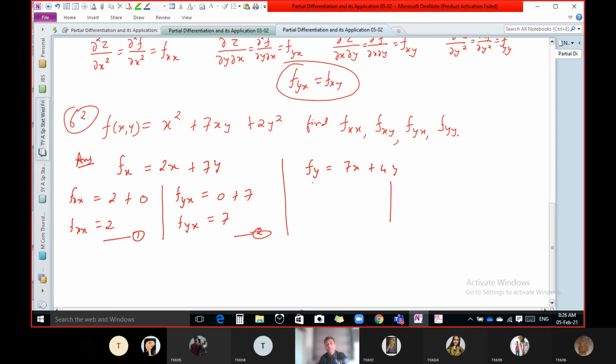Now, once again differentiate this with respect to x. 7 plus 0. That is 7. That is fxy. And see, fyx and fxy are always the same. Now differentiate this with respect to y. 0 plus 4, that is 4. So this is the way to find the answer.